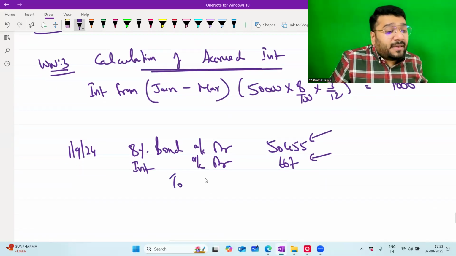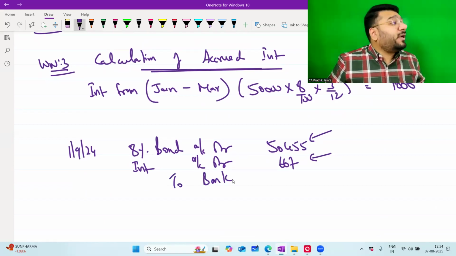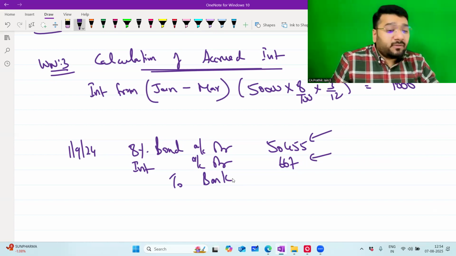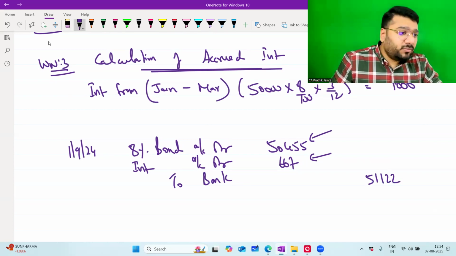I'm buying investment by making the payment through my bank account. Debit what comes in, credit what goes out. Debit this, credit the giver. So the banker is giving the money on your behalf. Credit the giver. How much? 51,122. Simple.